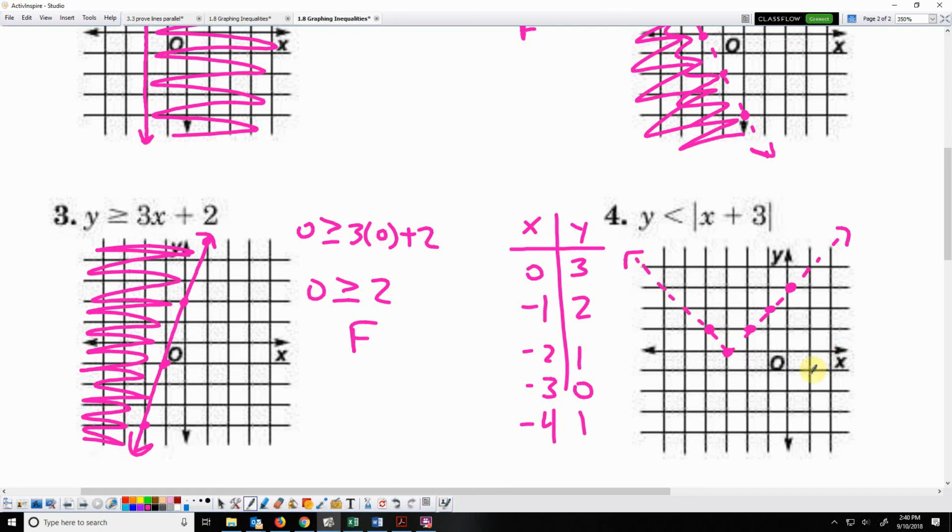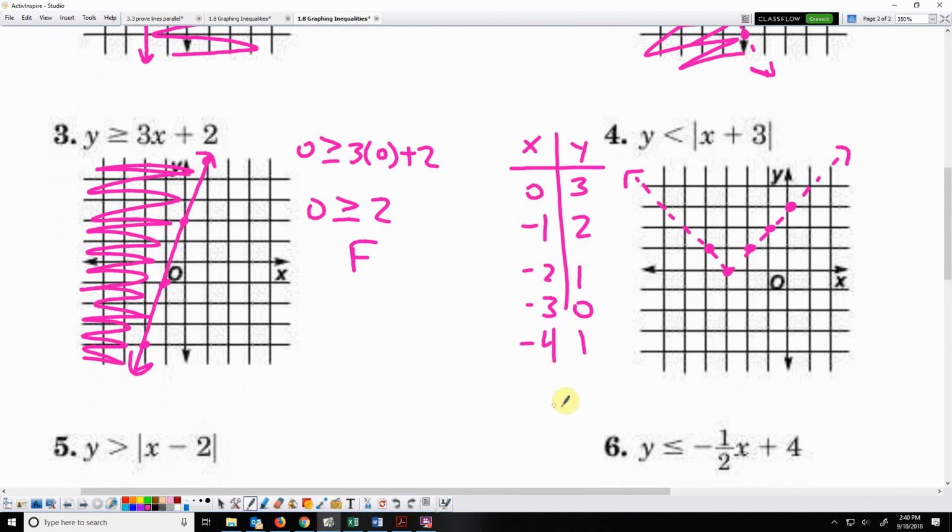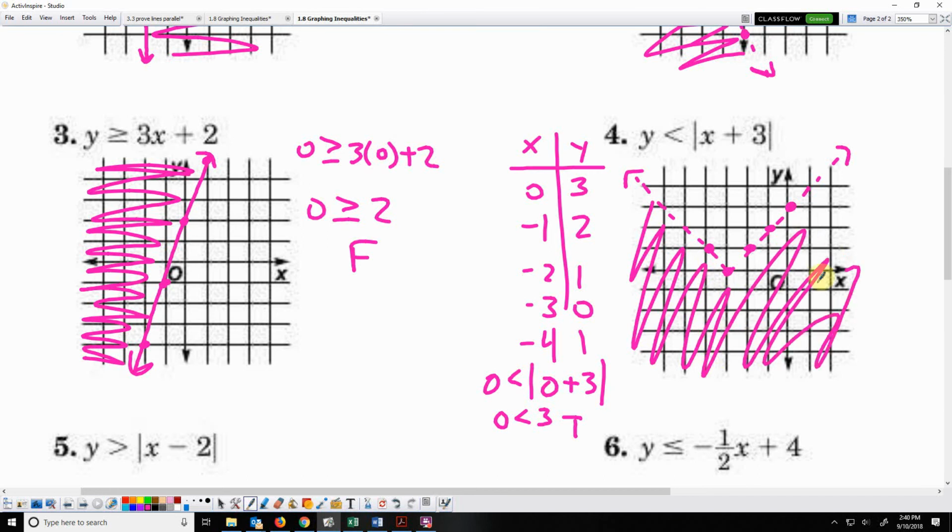But then we test the origin to see if we should shade where the origin is or where the origin is not. So we can plug in that origin. 0 is less than the absolute value of 0 plus 3. 0 plus 3 is 3, and the absolute value is 3. 0 is less than 3 is a true statement. The origin is here outside of the v, so I'm going to shade outside of the v.